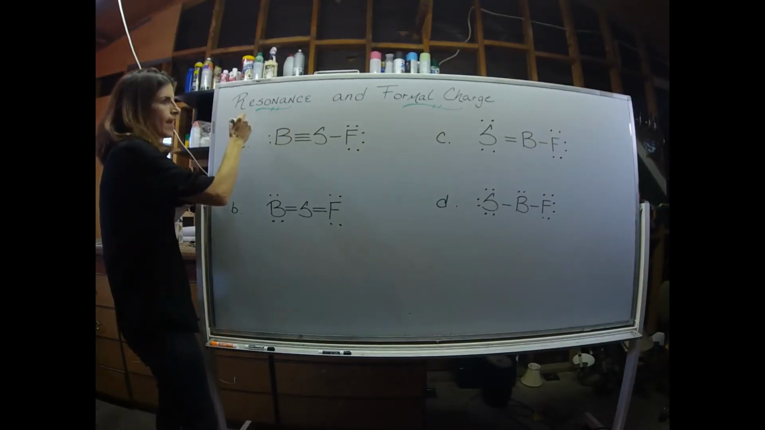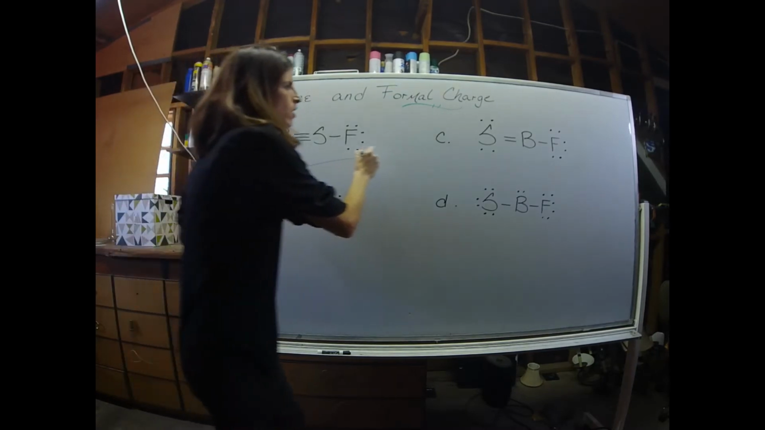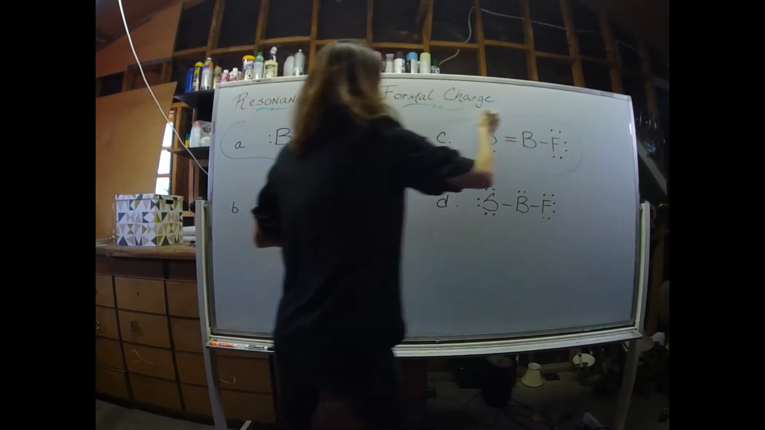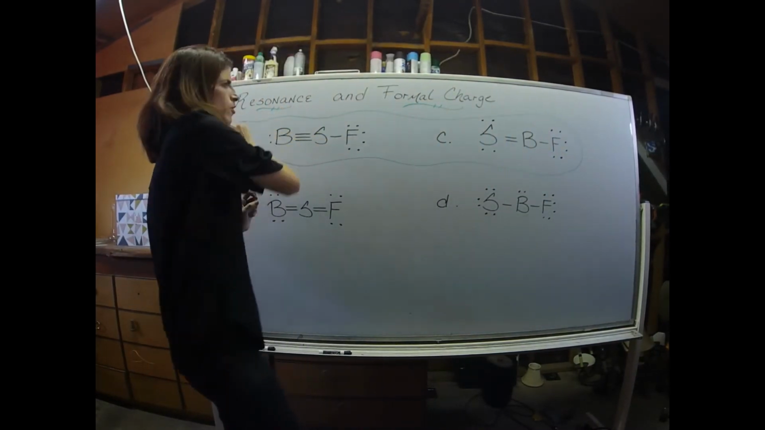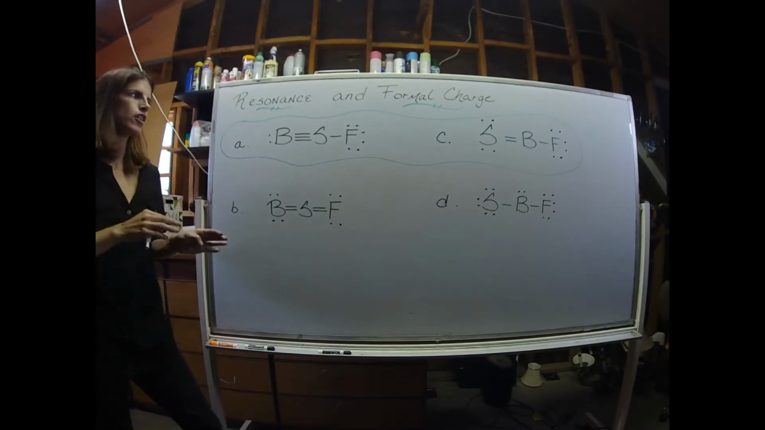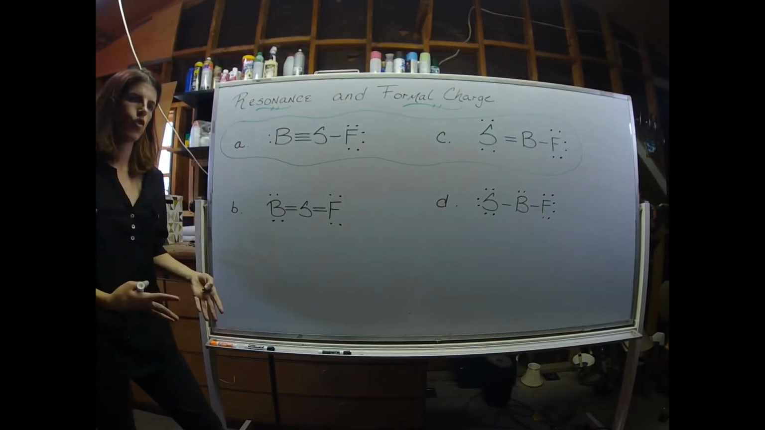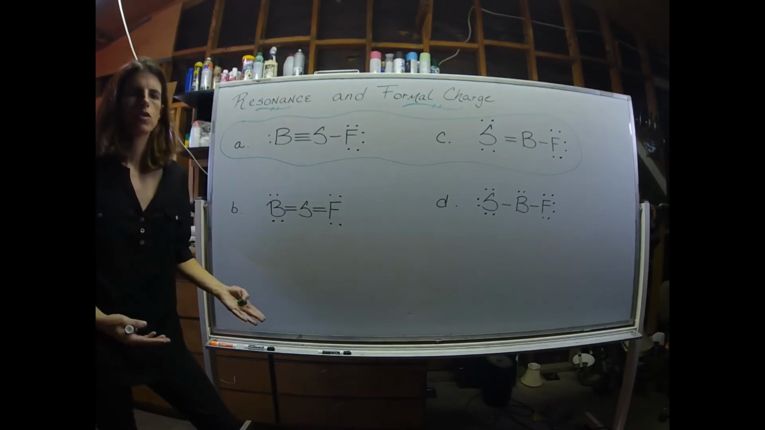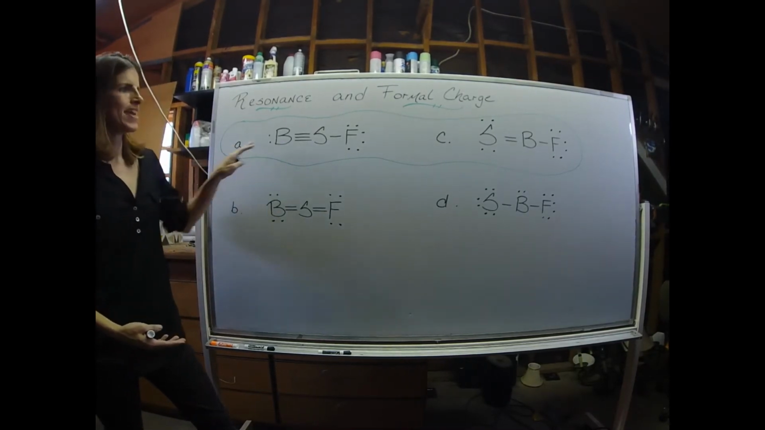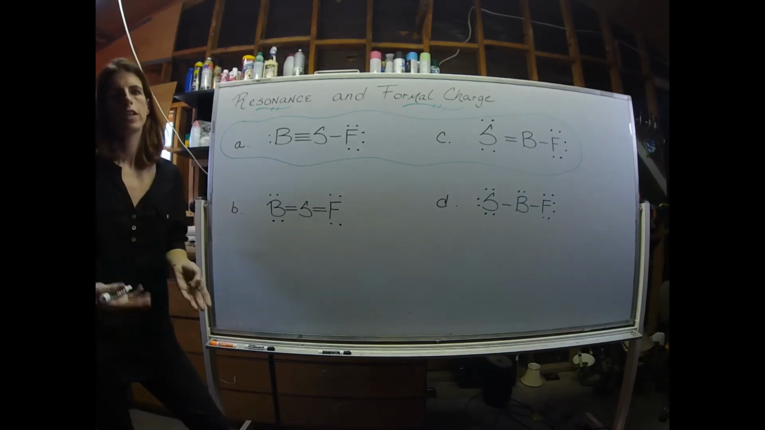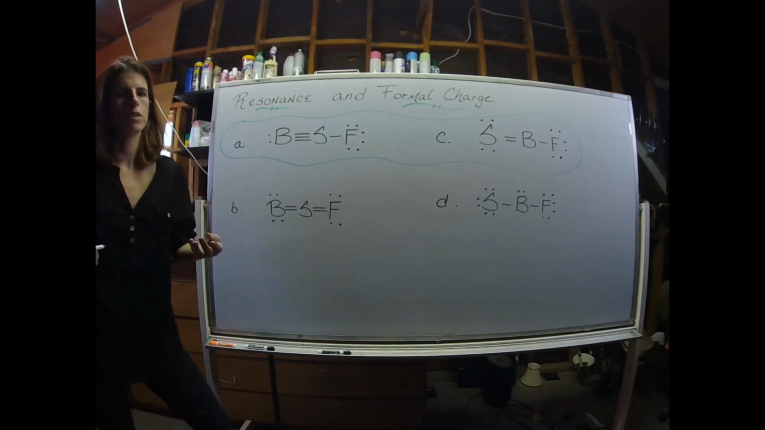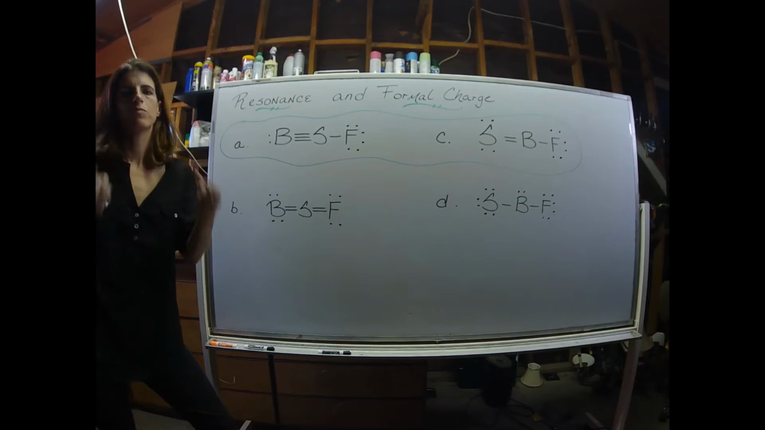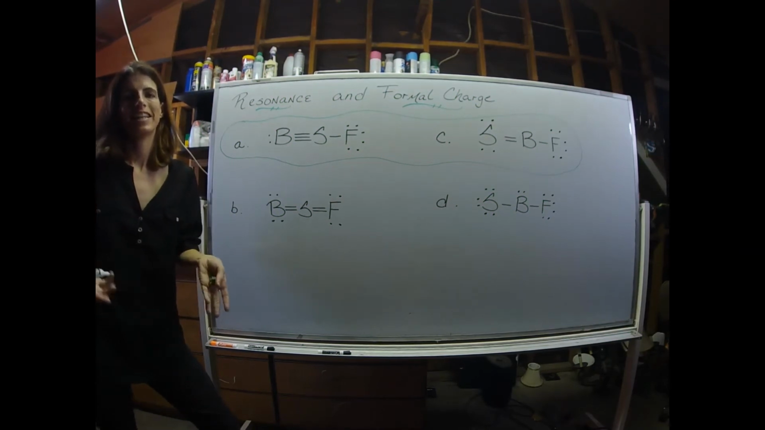So A and C are isomers with respect to one another. They have different connectivity, different central atoms. B and D are also isomers, or A and D. We're looking for things that have the same formula, but the atoms themselves are not connected in the same way.